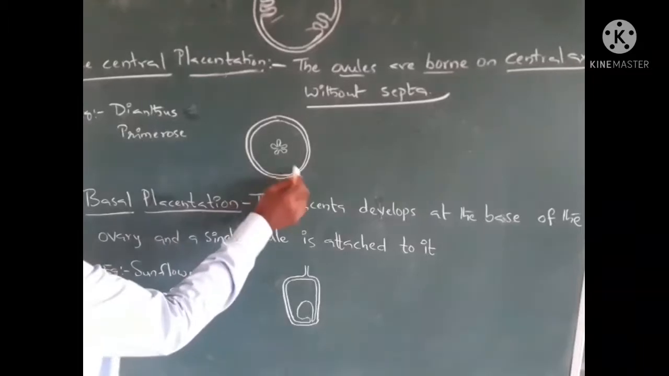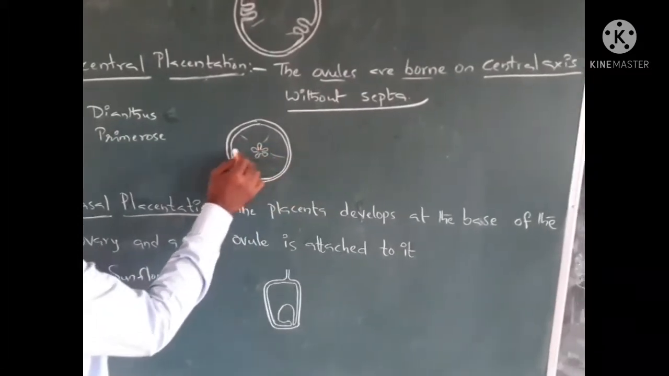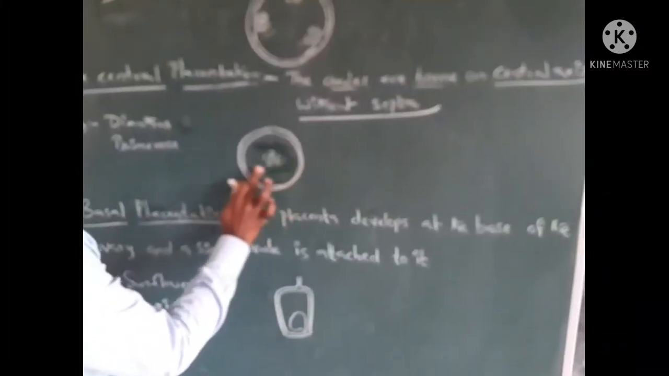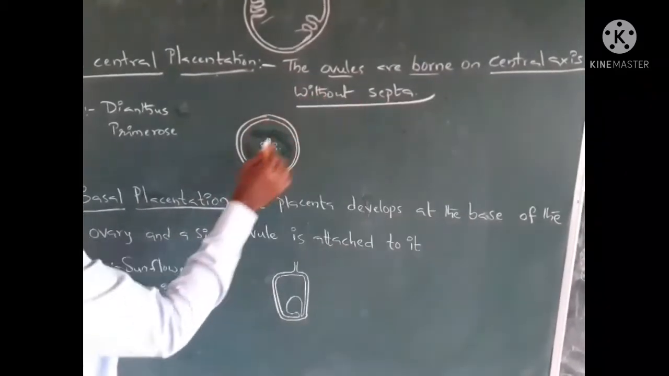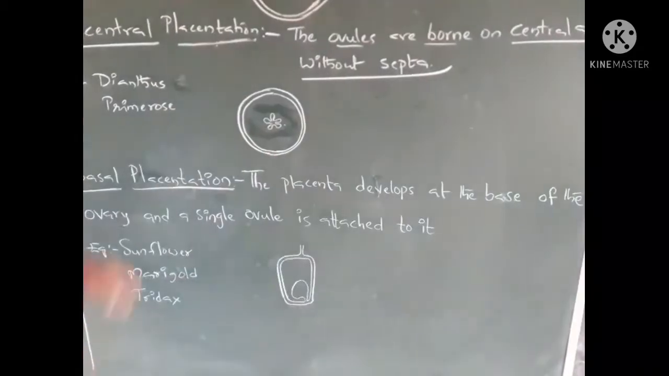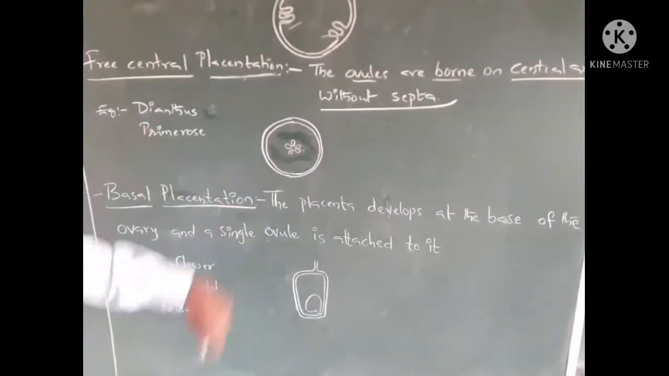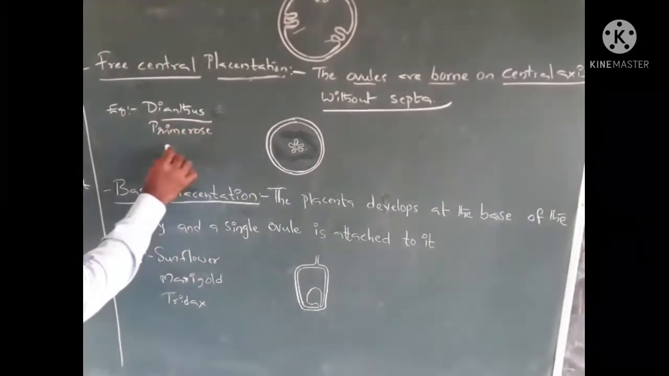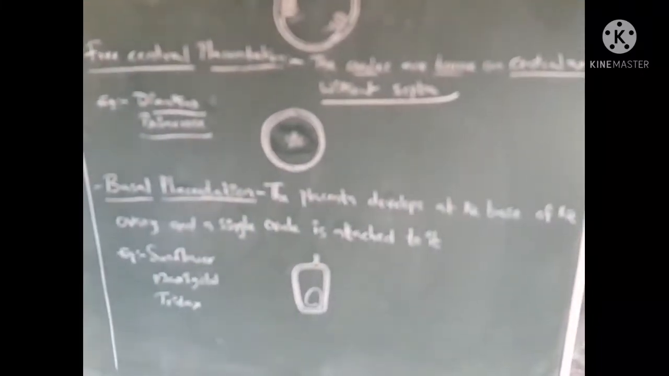See here, there is no septa here. That's why it is free central. The ovules are borne on the central axis. There is no septa. This type of placentation is called free central placentation. Example, Dianthus and primrose.